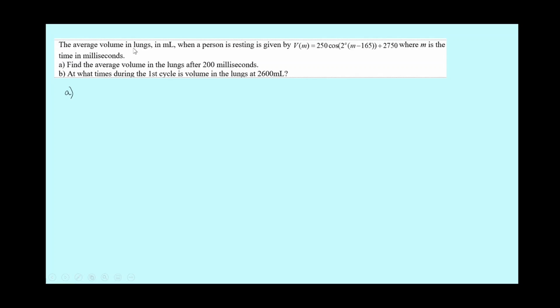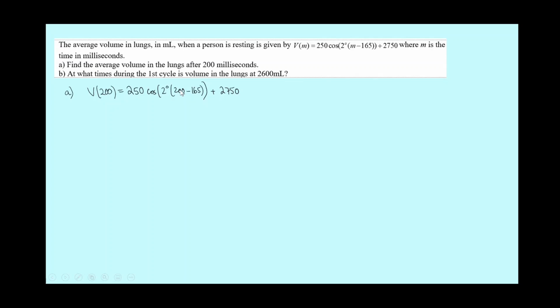The average volume in lungs, measured in milliliters, when a person is resting is given by this equation. We notice that it's using cosine here, where m is the time measured in milliseconds. Question A, find the average volume, so find the output volume, V, in the lungs after input, which is milliseconds, 200 milliseconds. So we want to input 200 into the equation wherever m is. So here's the equation, and this is the spot where m was.